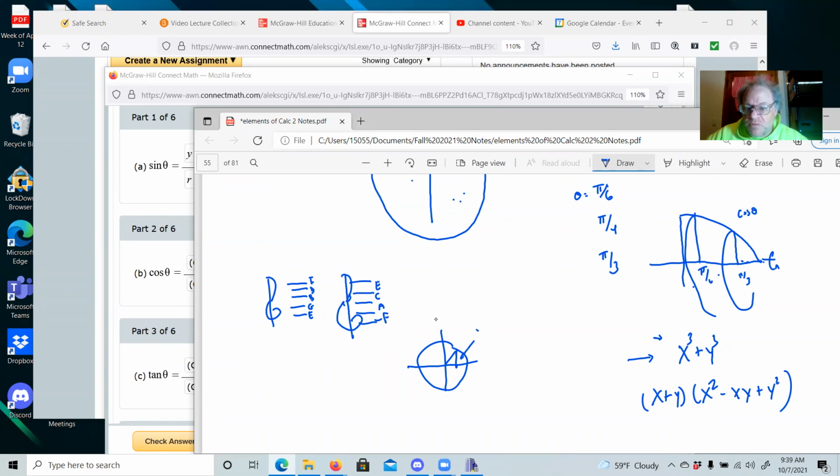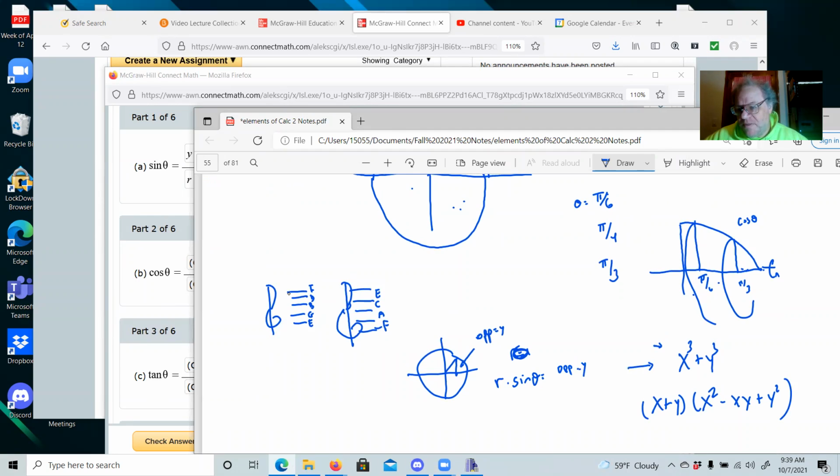Here's the opposite. Oh, that's y. Okay, so that's where they're getting these things from: they're drawing a triangle and assuming that r is going to be 1, or assuming that you're not going to have to deal with it too much. Okay, r times sine theta, you know that that's going to be your opposite side, which is usually your y value.